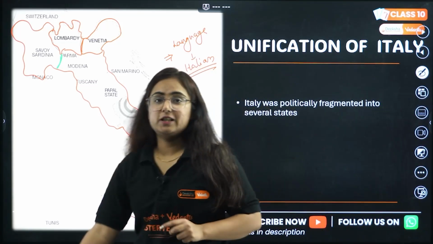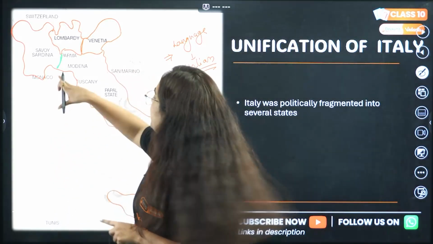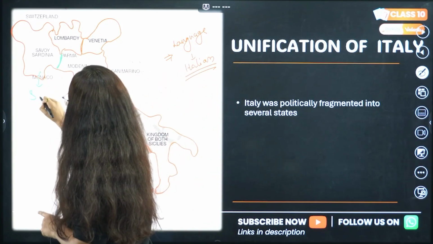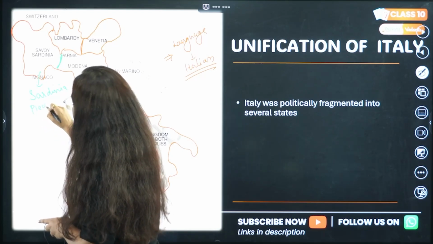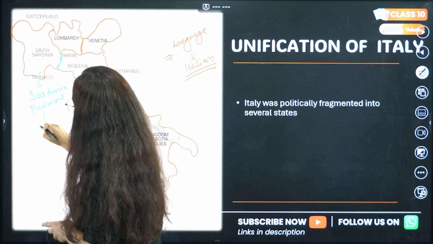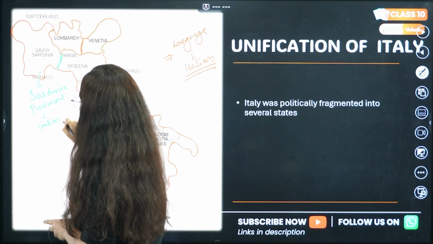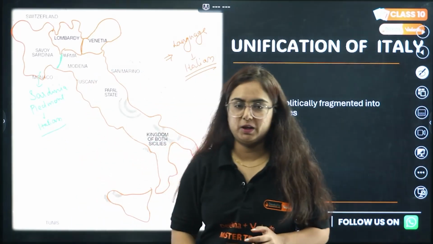Italy was divided into 7 states in which this particularly was referred to as Sardinia Piedmont. Pay attention, this was referred to as what, beta? Sardinia Piedmont. Here in the Sardinia Piedmont region, who was ruling? The Italian princely house, that means the princely rulers particularly.